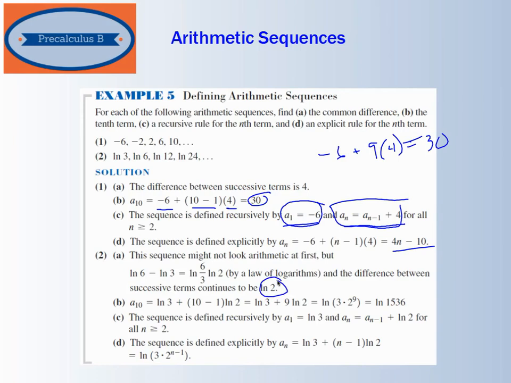Then, using the exact same rules that we looked at before, we're able to come up with answers to the other pieces. The 10th term is just going to be the natural log of 1536. When we say it's the natural log of 3 plus 9 times the natural log of 2, using the rules of exponents, we're able to come up with that.